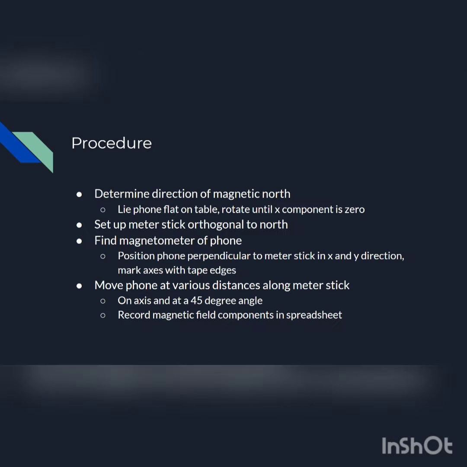Procedure. We're going to determine the direction of magnetic north. We lay the phone flat on the table and rotate until the x component is 0. Set up the meter stick orthogonal to north. Find the magnetometer of the phone. Position the phone perpendicular to the meter stick with x and y directions. Mark the axes with tape edges. Finally, move the phone to various distances along the meter stick, on axis and at a 45-degree angle. Record the magnetic field components in a spreadsheet.